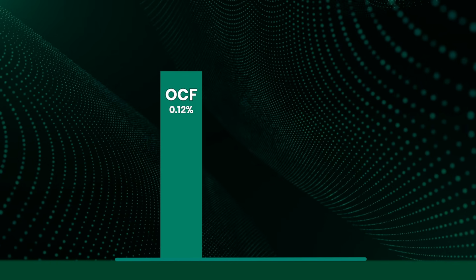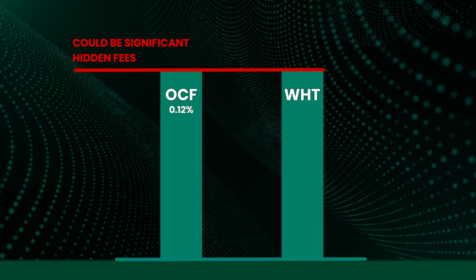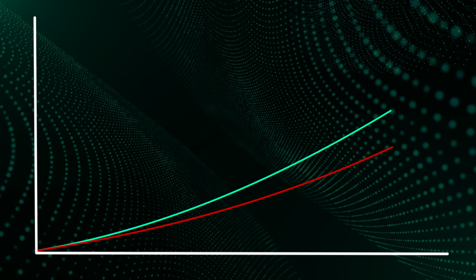In some cases, the withholding tax charge could be as large as the fund's ongoing charge figure, potentially doubling your fund's charge by stealth. Over 10, 20, 30 years, that's a lot of compounding. The good news is, yes, there are ways to reduce or avoid these costs, and you don't need to be an expert to understand them.